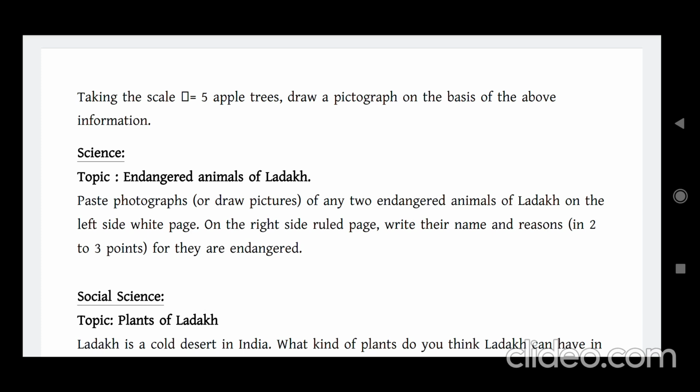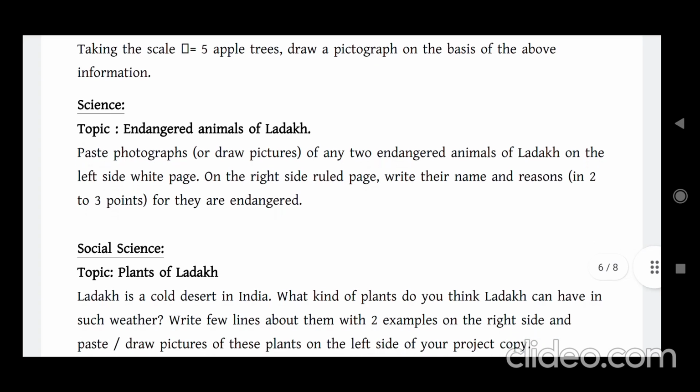You are asked to paste photographs, or you can draw pictures also, of any 2 endangered animals of Ladakh on the left side white page of your project copy. On the right side ruled page, write their names. For the 2 animals you have drawn or pasted pictures of, you must mention their names and the reason in 2 or 3 points only for why they are endangered. Okay, so this is your science topic.